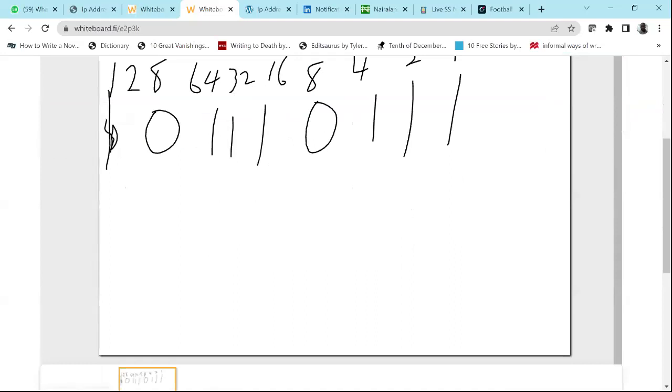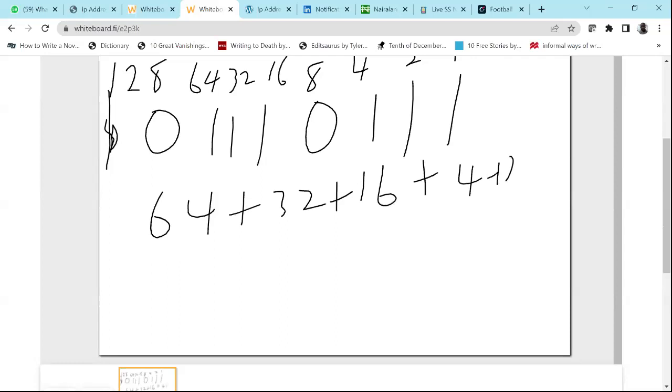What is the first number we are adding? 64 plus 32 plus 16 plus 4 plus 2 plus 1. That should be 119. Yes, all right.